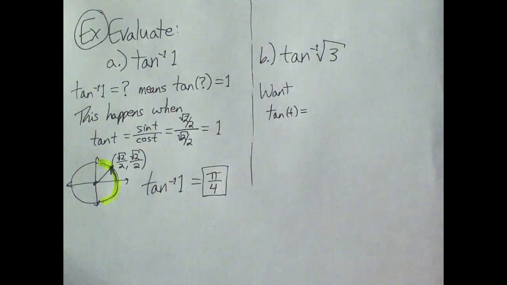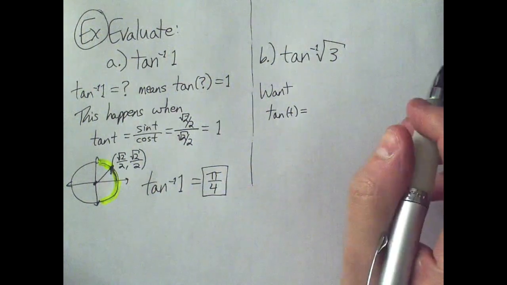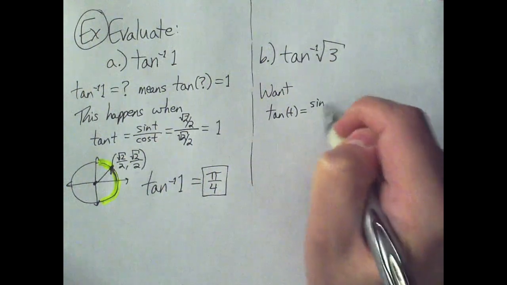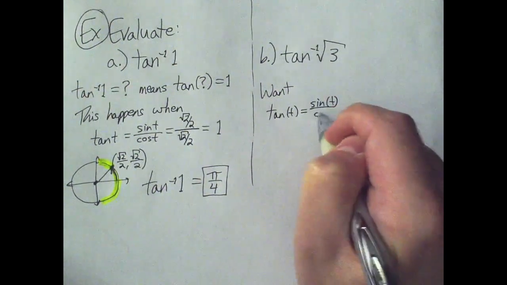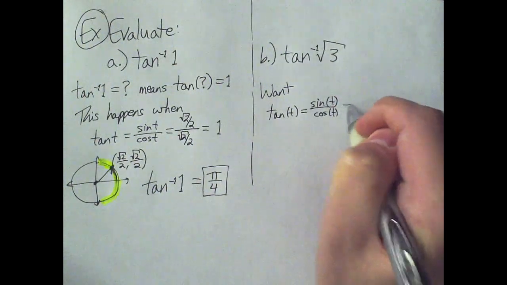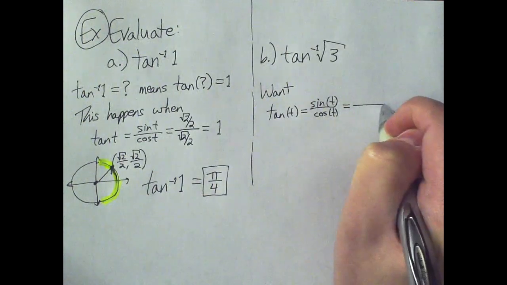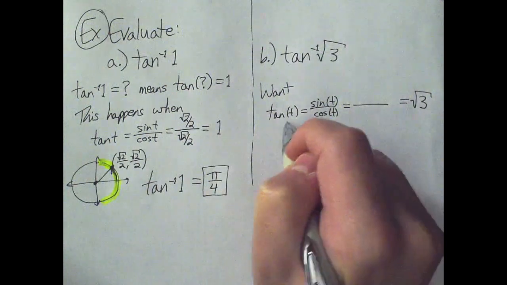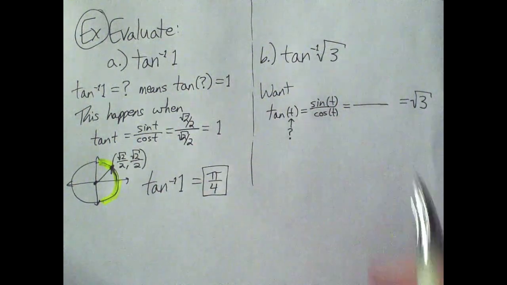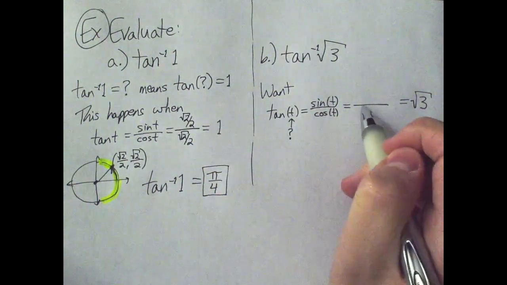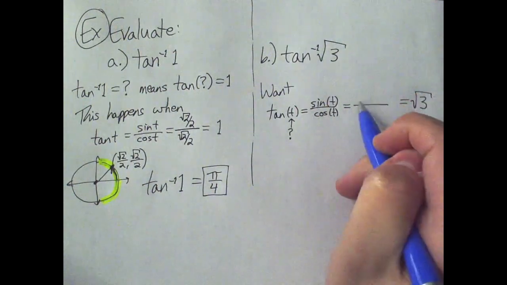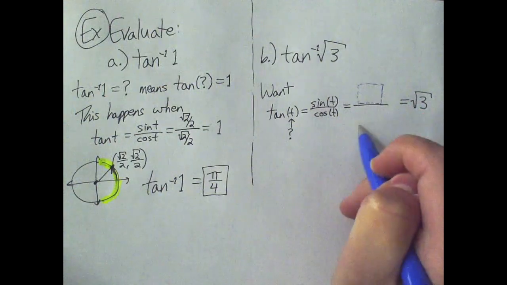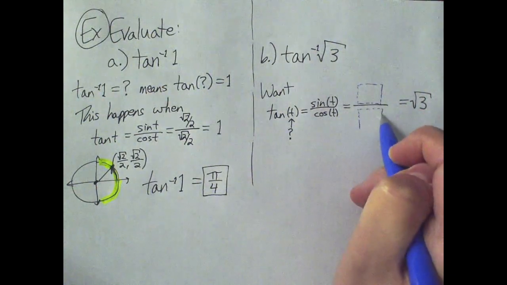I'm using t. Maybe I could just use a question mark or something. But we're using tangent to be sine over cosine. Something over something. And I want the result to be this. That's how I'm thinking about this. There's going to be something up here. There's going to be something down here.